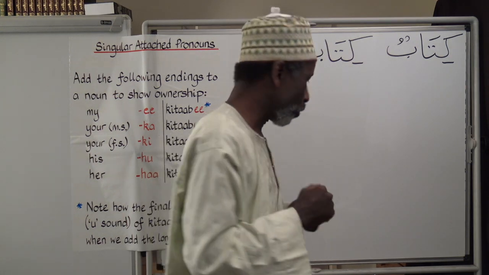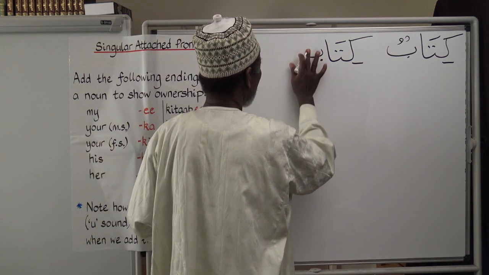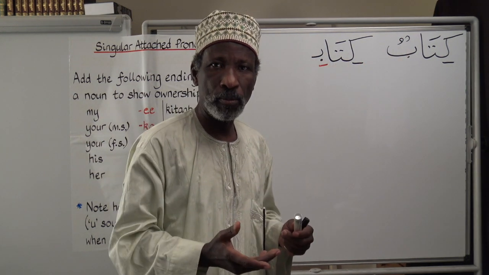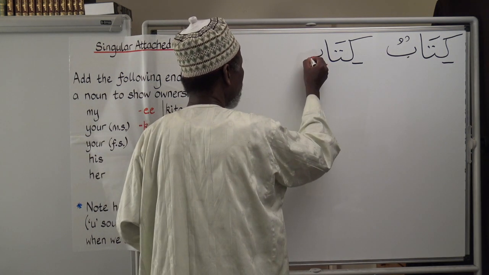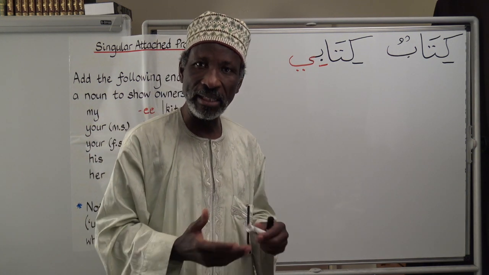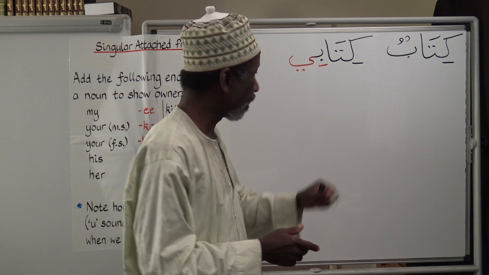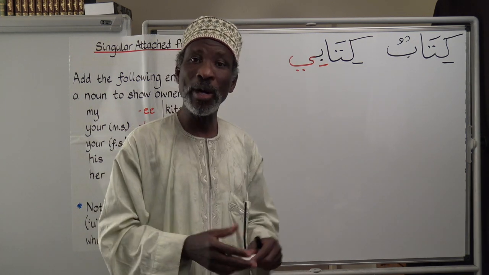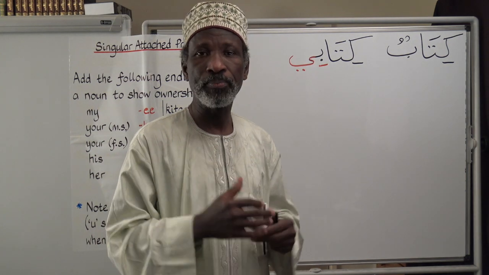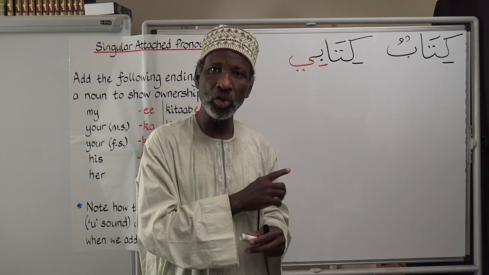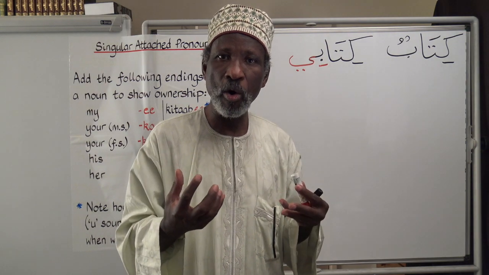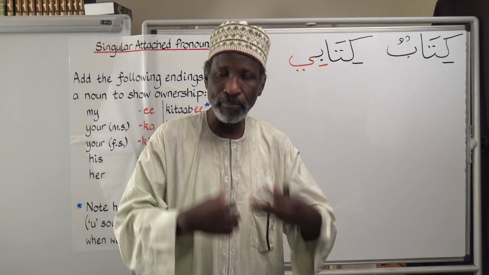To say my book, what we're going to do is put kasra on the last letter of the noun. Then we extend it using ya. That's called lengthening, mad, lengthening ya. So now it becomes B ending. So kitaabee, that becomes my book. If you do that to any noun, you will have the meaning of belongs to me, the speaker.